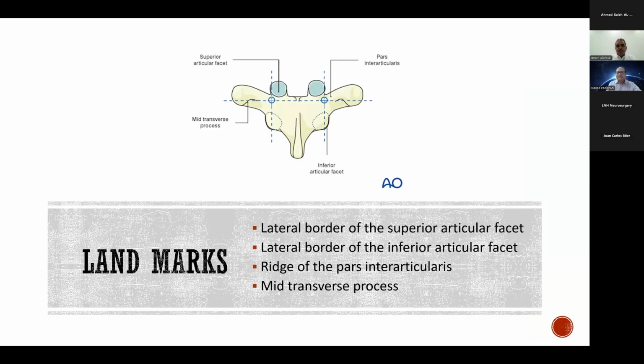Now, having understood the diameter and the length of the pedicle, one has to go on to identifying the entry point, how to enter. Normally, like in the lumbar spine, one takes the middle of the transverse process and the middle of the articular process as the entry point. So that is for the typical vertebra, like in the middle part.